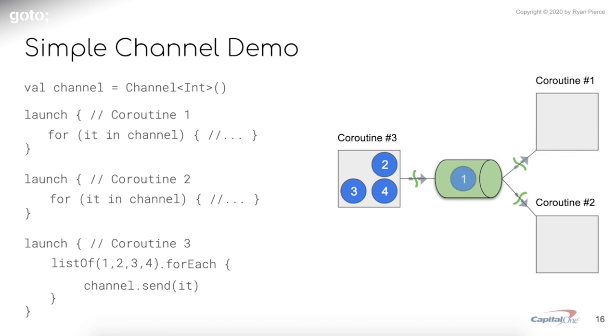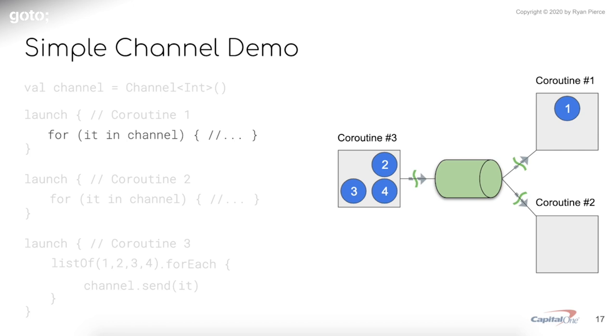As the producing coroutine sends the first value into the channel, specifically value number 1, as coroutine number 1 and 2 are available, one of them will receive that first value. In this case, it'll be coroutine number 1 using the for loop, iterating over the channel. If another coroutine is available, like coroutine number 2, it will also receive the next value, specifically value number 2.